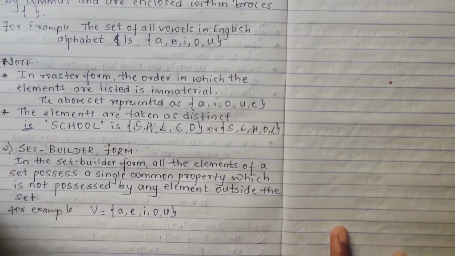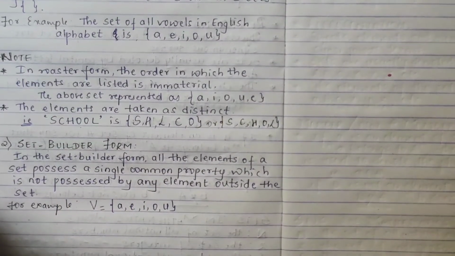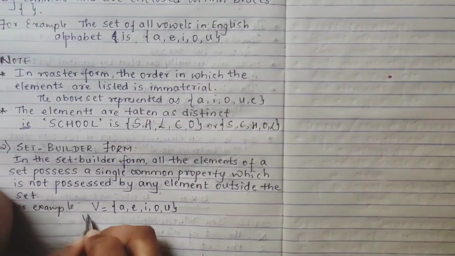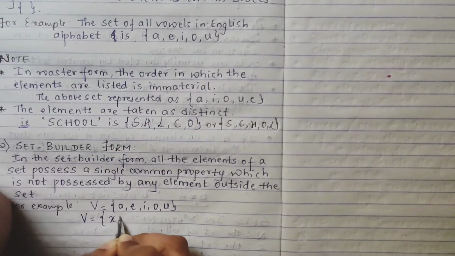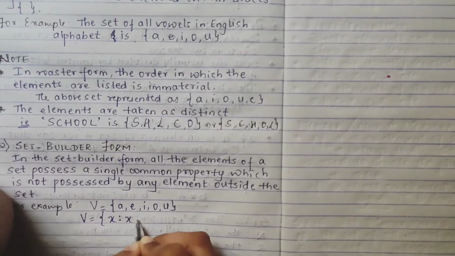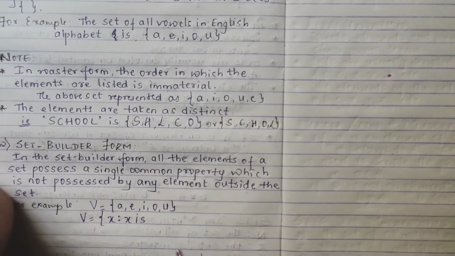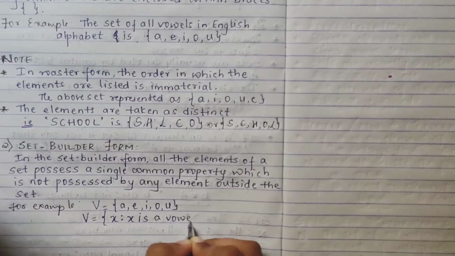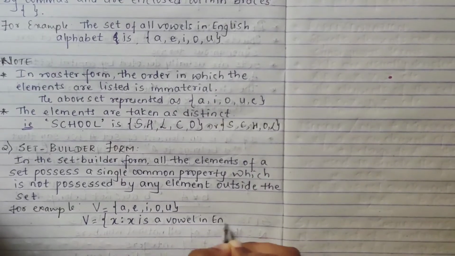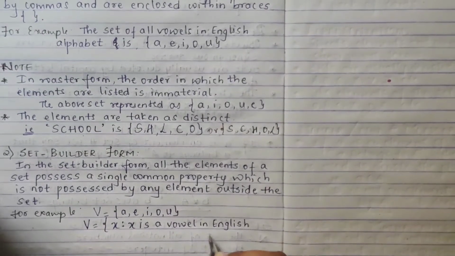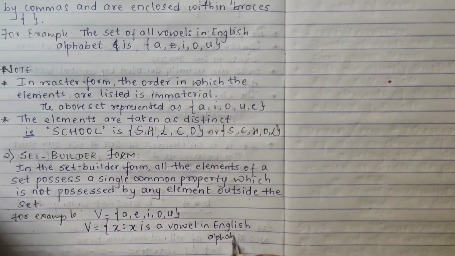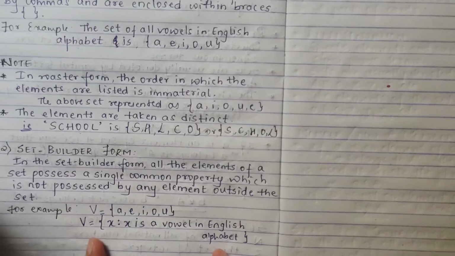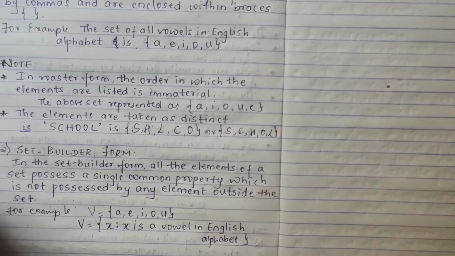So in your set builder form, they are telling the element set possesses a single common property, and how it should be written. It should be written as V is equal to x colon such that x is a vowel in the English alphabet. I didn't have space, so I am writing in the next line. Here you can write. This is said to be your set builder form.